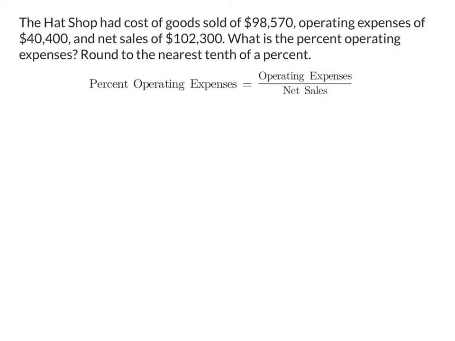The hat shop had costs of goods sold of $98,570, operating expenses of $40,400, and net sales of $102,300. What is the percent operating expenses? Round to the nearest tenth of a percent. The percent operating expenses is found by taking the amount of operating expenses and dividing by the net sales.